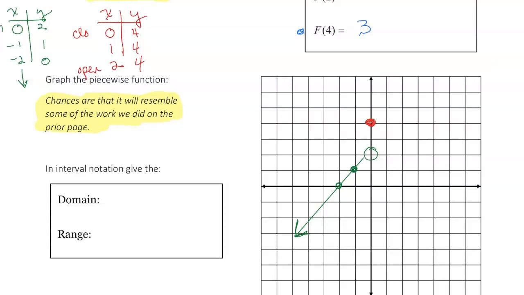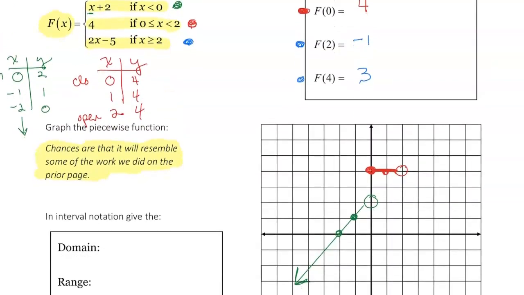Then I have 1, 4. And I have 2, 4. But that's open. So this is the extent of that piece of the function. Just that little piece right there. Okay, let's change to blue.